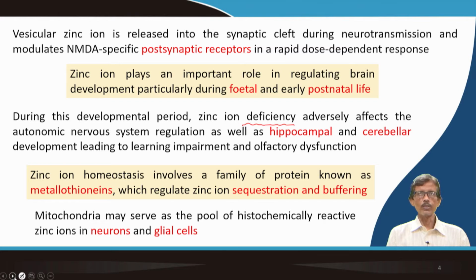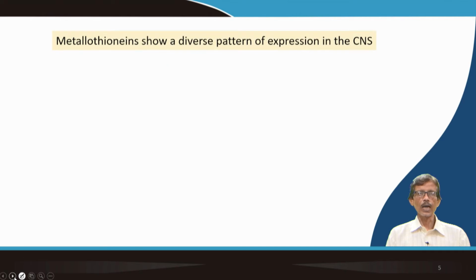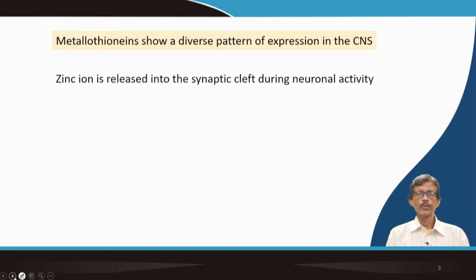Similarly, in the mitochondria also, it can serve as a pool of histochemically reactive zinc ions, which can show the histochemical activity. We know the histological thing, the medical things what we do in neurons and the glial cells. The two types of cells we are thinking about are affected mostly by the zinc ions. So, we have these metallothioneins with a diverse pattern of expression in the central nervous system. So, zinc ion, metallothioneins, and then it is ultimately affecting your central nervous system.